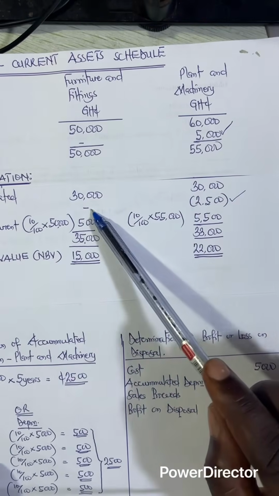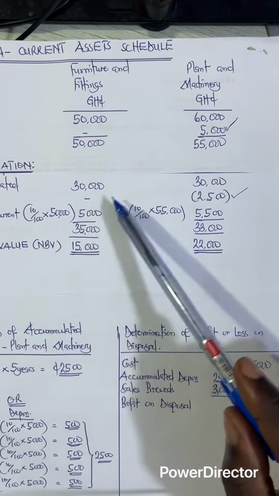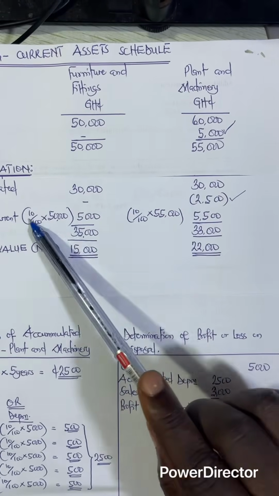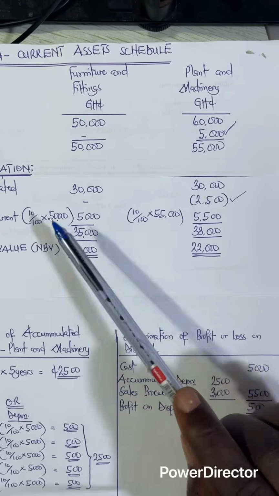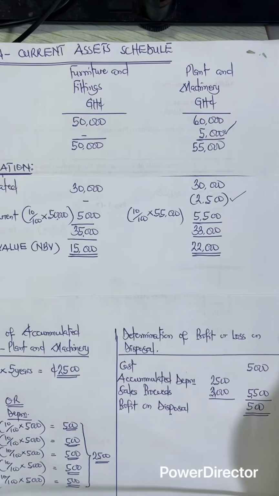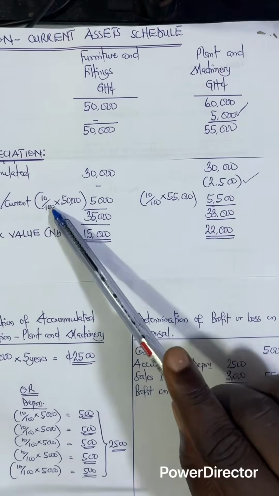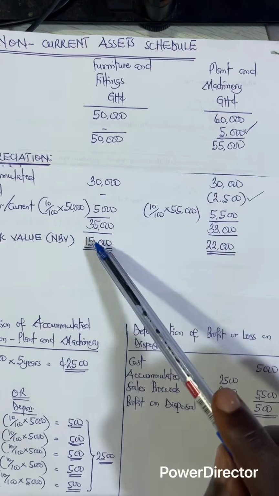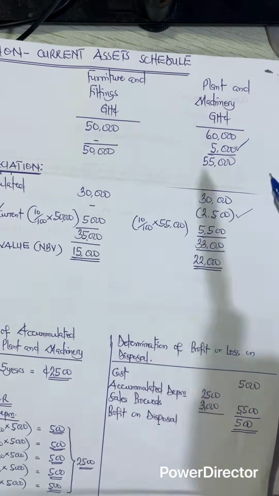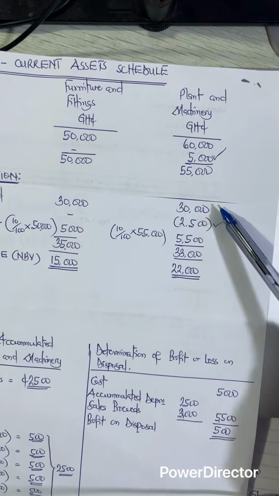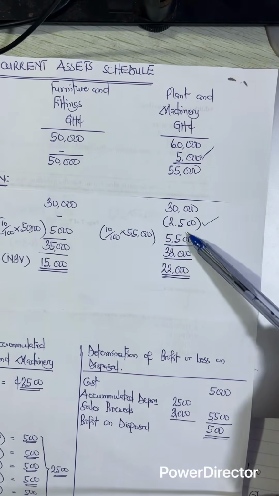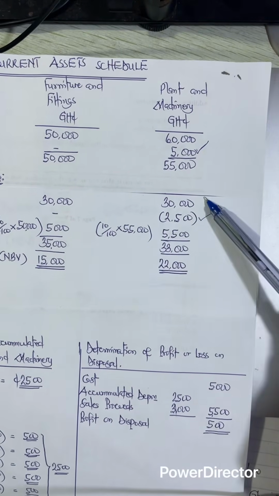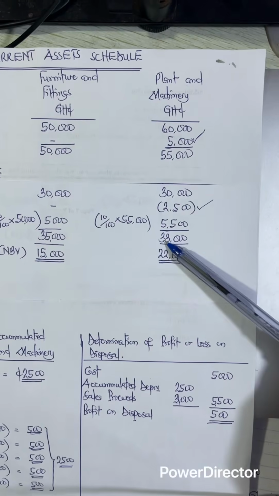When you are done, you come to this year, so you can just do it once and add and deduct. Disposal for furniture and fittings is dashed because we don't have any disposal for them. So this year will be based on the rate of depreciation, the method, and the cost. Here the method is straight line method on cost. So 10% on 50,000 will give us what? 5,000. 5,000 plus 30,000 what? 35,000. Then you do the same thing here. 30,000 minus 2,500 plus 5,500, you get 33,000.